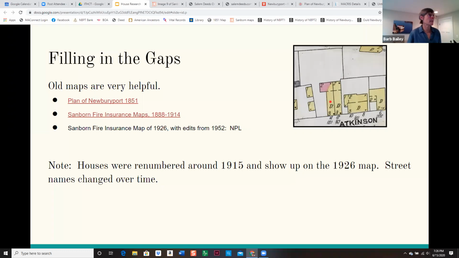So just a clarifying point: the houses were renumbered around 1915, and also the street names have changed over time. As you get back to some of the older deeds, you might be looking for your street name and then see a different street name, and you might think to yourself, I'm just going to discount this deed. I'm not going to look at it because it doesn't have the right street name, only to realize that the street names have changed over time. And I'll show you a place where you can see where those street names have changed.